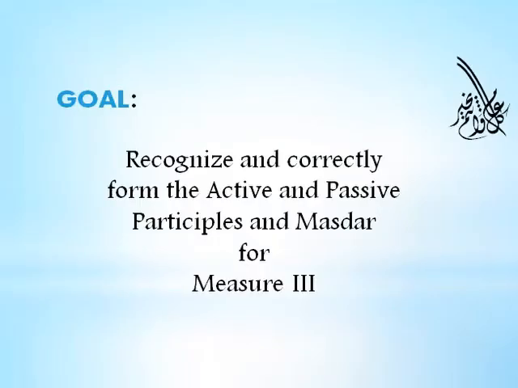So, here's our goal today. We want to recognize and correctly form the active participle, the passive participle, and the Masdar, and we're also going to do the place noun. We're going to do everything for measure 3. It may sound like a lot, but it's actually not, and hopefully you will see that.